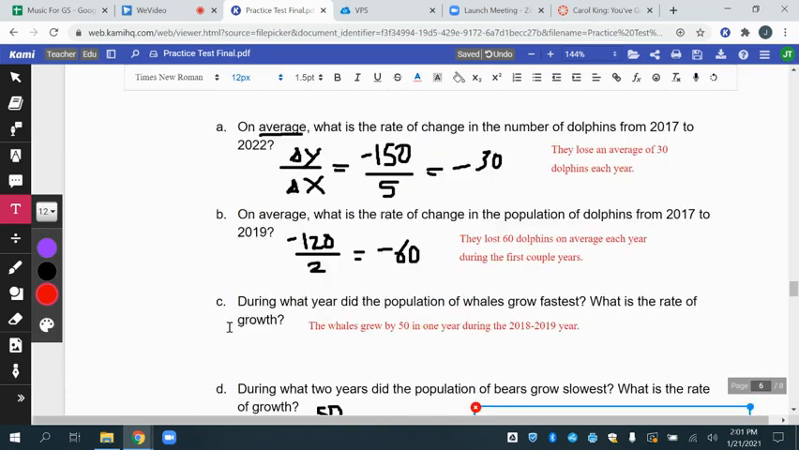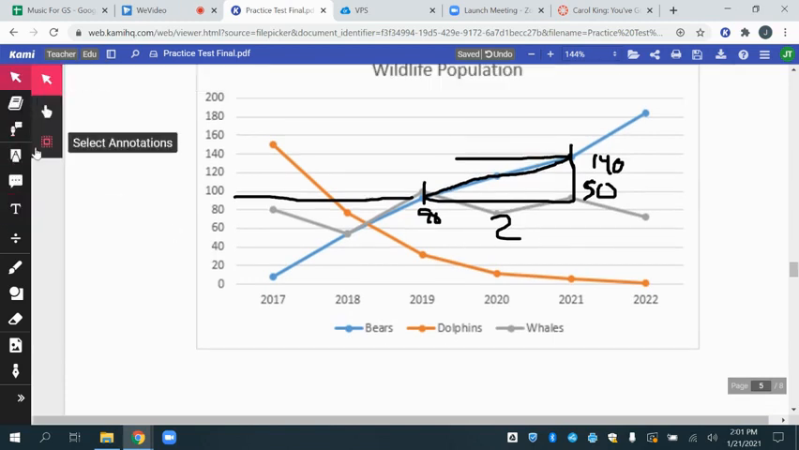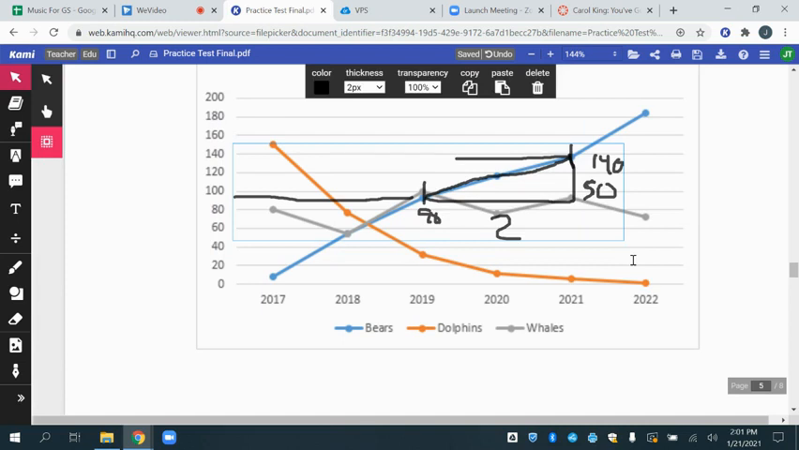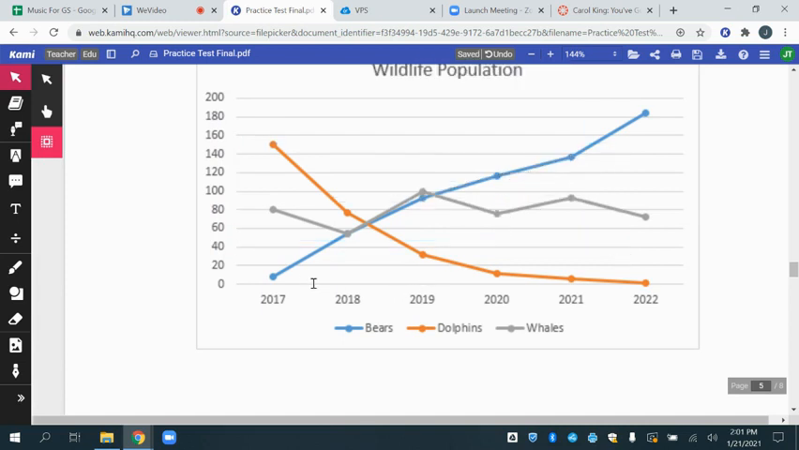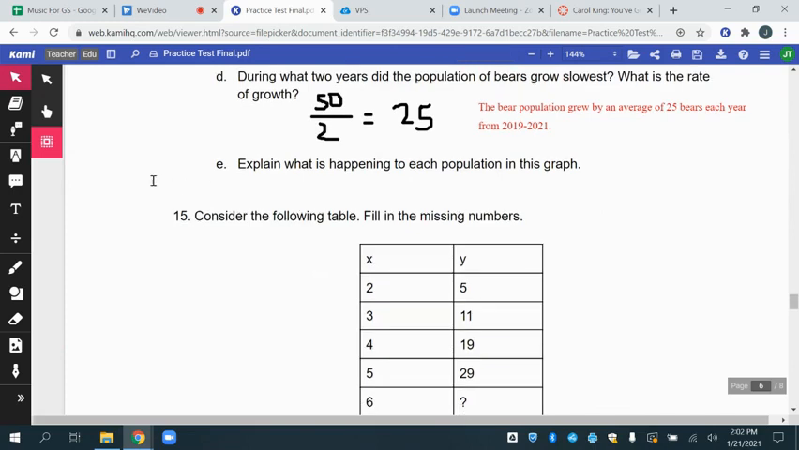Explain what's happening with each population. Let's see. What are we looking for here? Well, the bear population is growing pretty steadily, isn't it? It slows down a little bit in 2019 and then speeds back up at 2021, but it's just steadily growing from about 10 to about 180 or 185. I don't know. You can guess numbers like that if they're not very clear.